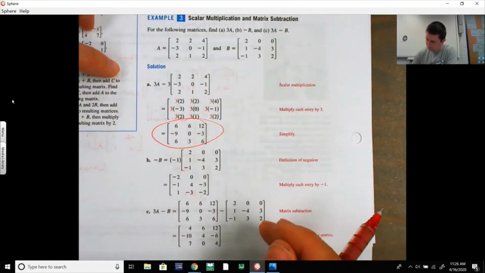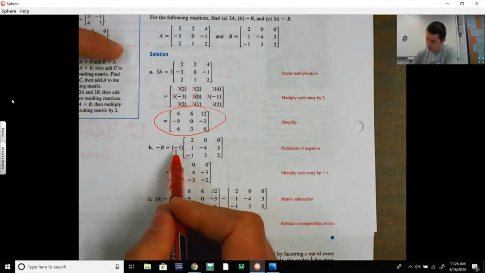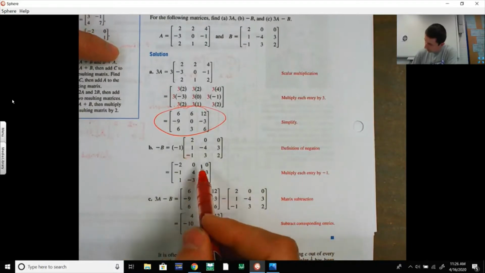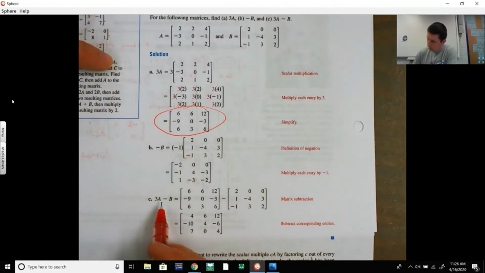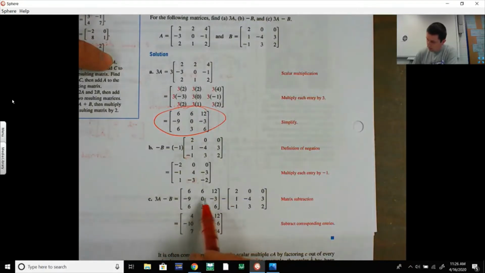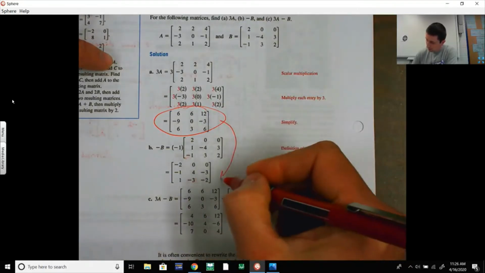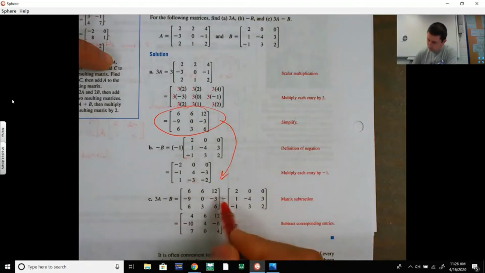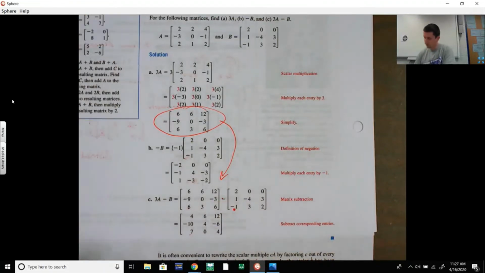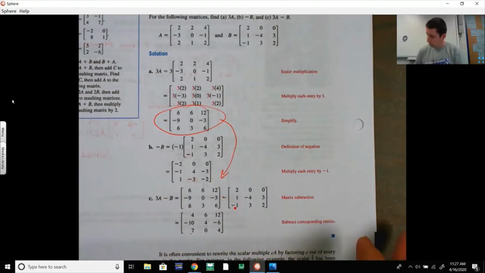The opposite of B would be negative 1 times B. They just take everything times negative 1. So if you do 3A minus B, it'd be 3A, which we have from up here, minus B. So 6 minus 2, 6 minus 0. Go through with the negative, 6 minus a negative 1, that turns to the 7. Okay, so there's scalar multiplication. Scalar multiplication is distribute. If it's subtraction, distribute the negative in there.